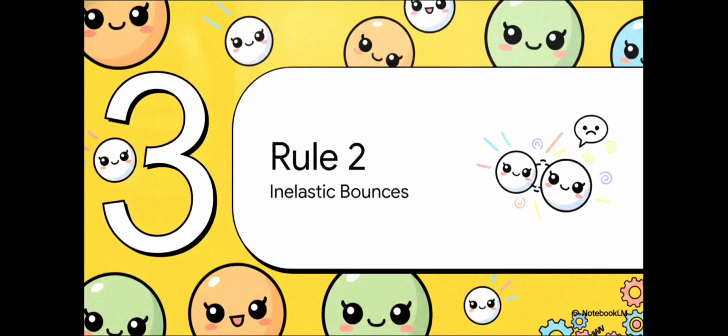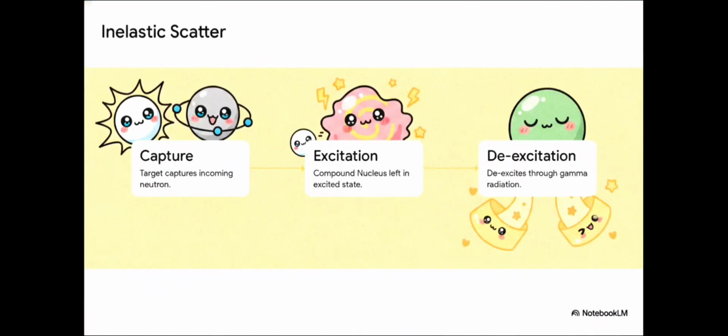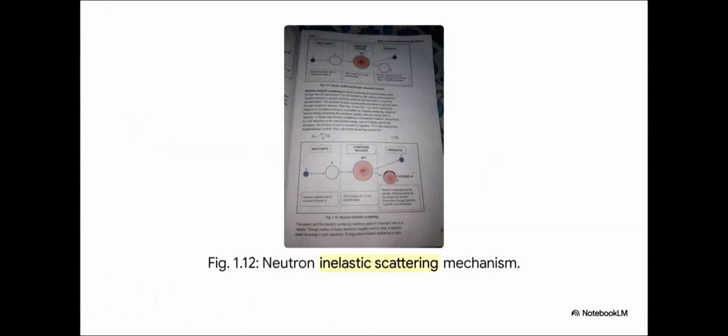That brings us to rule number 2, inelastic bounces. Okay, inelastic scattering is not just a simple ricochet. It's a bit more of a multi-step dance. Just like we saw a moment ago, the target grabs that incoming neutron, creating a temporary complex nucleus. It eventually releases a neutron, sure, but here is the big catch. It leaves that residual nucleus behind in a highly excited state. It's vibrating, it's energetic, and to calm back down to its normal ground state, it has to vent that energy. And it does this by firing off gamma radiation. If you look at the far right of this visual, see that little squiggly line? Yeah, that is our gamma ray.